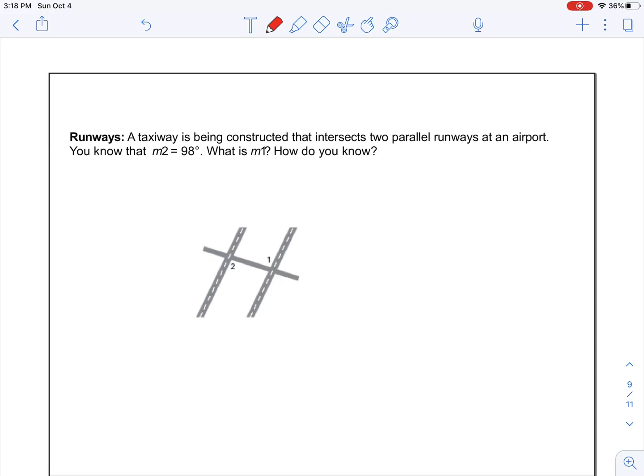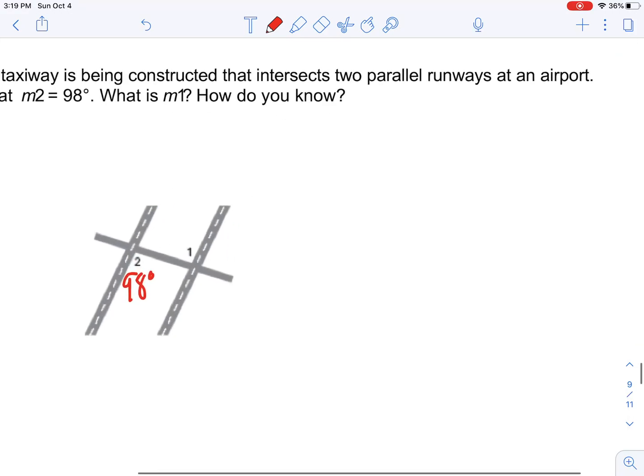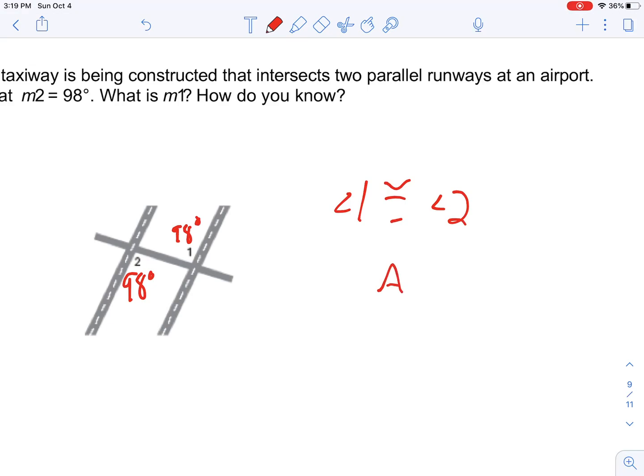Example 4 says a taxiway is being constructed that intersects two parallel runways in an airport. You know the measure of angle 2 is 98 degrees. What is the measure of angle 1, and how do you know? Well, the measure of angle 1 would also have to be 98 degrees. How do we know? Angle 1 had to be congruent to angle 2 because they are alternate interior angles.